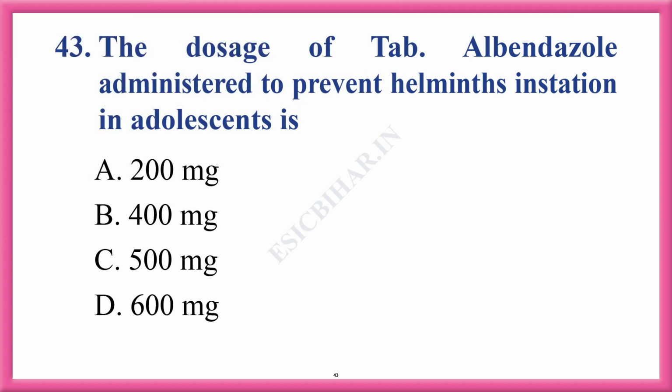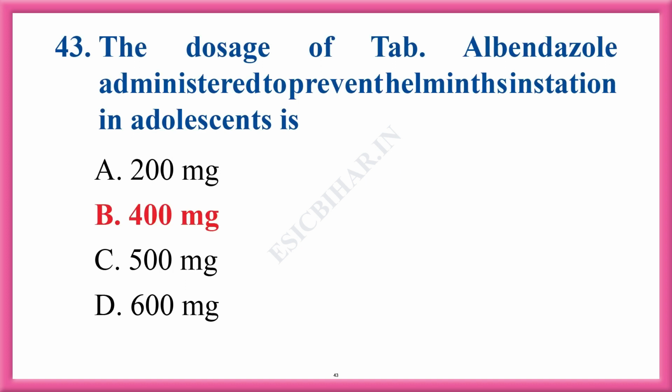Question 43. The dosage of tab albendazole administered to prevent helminthic infestation in adolescents is A. 200 mg, B. 400 mg, C. 500 mg, D. 600 mg. And answer is B. 400 mg.